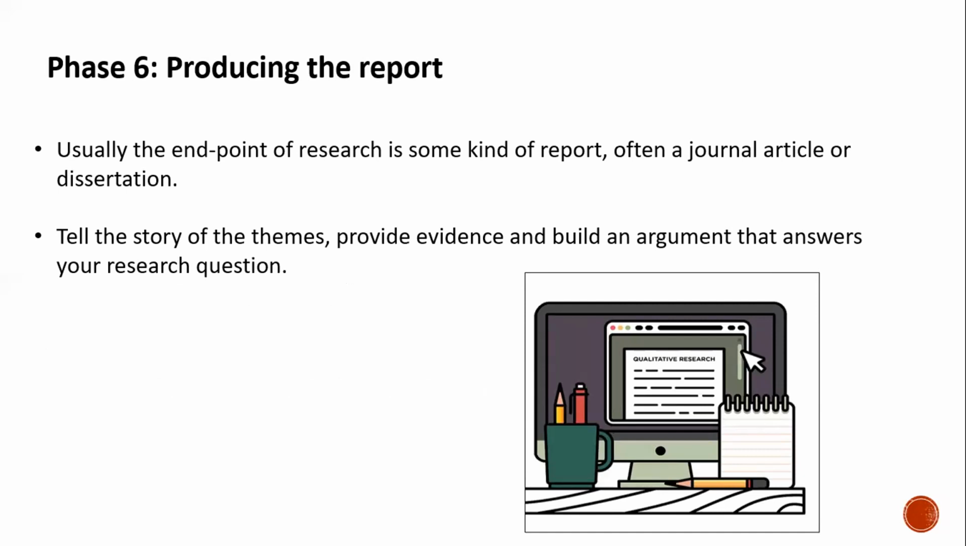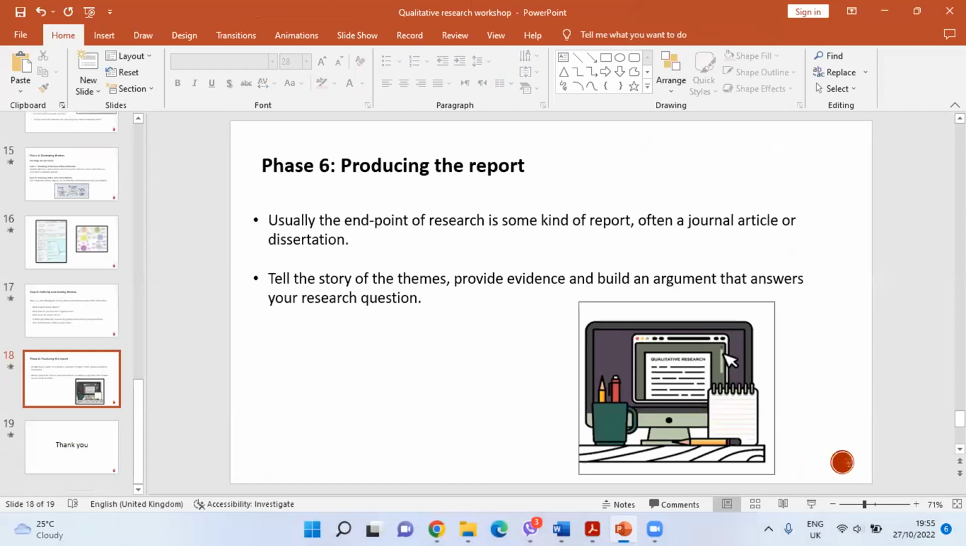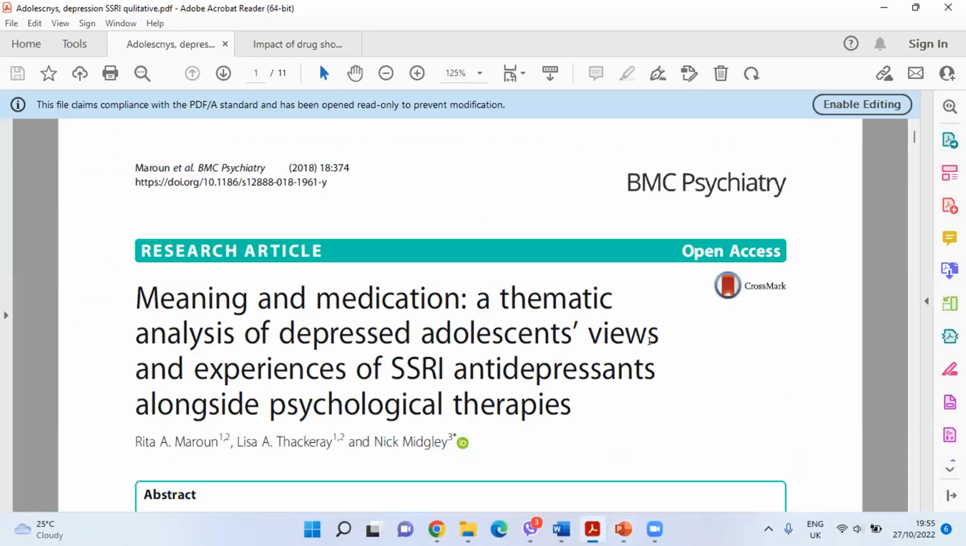We need to provide evidence for each of these themes, and we need to build an argument like we do in our discussion for quantitative research. And then with this argument, we answer our research question. Here, in fact, I would like to give you an example of how qualitative data is presented in the research.